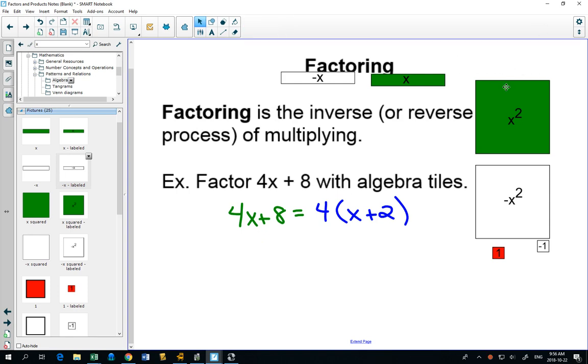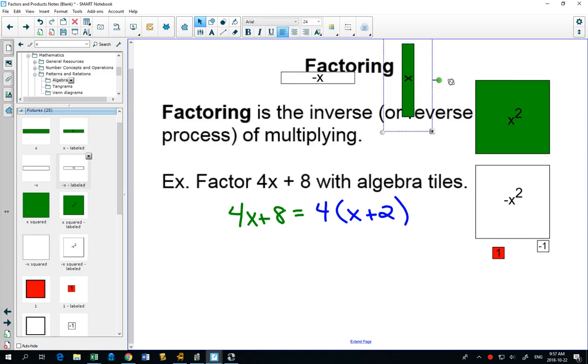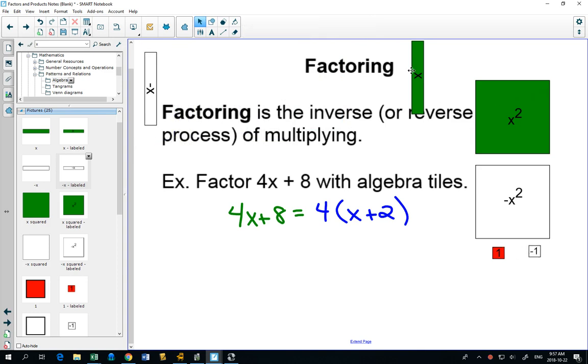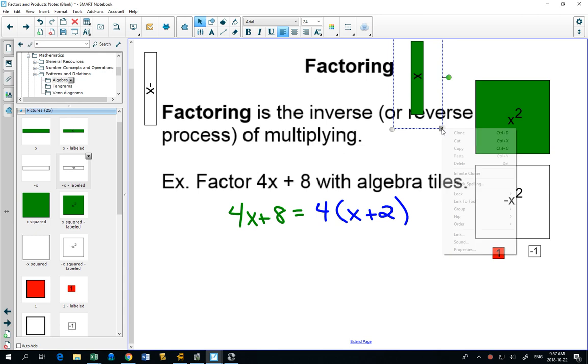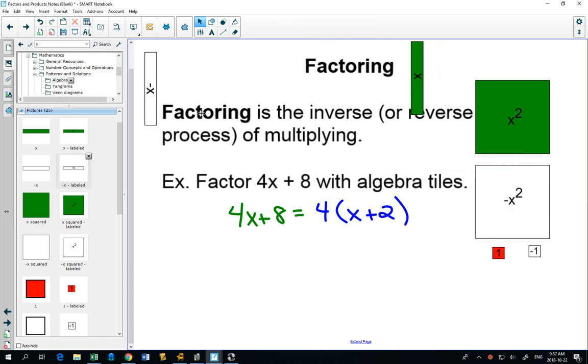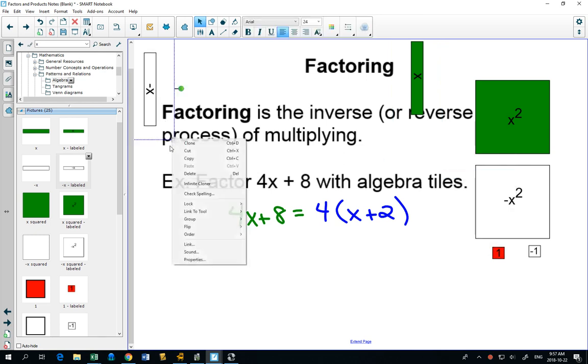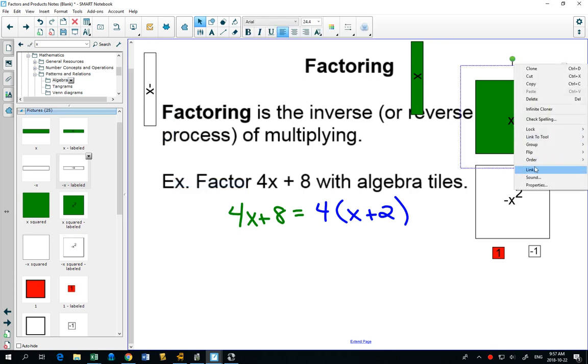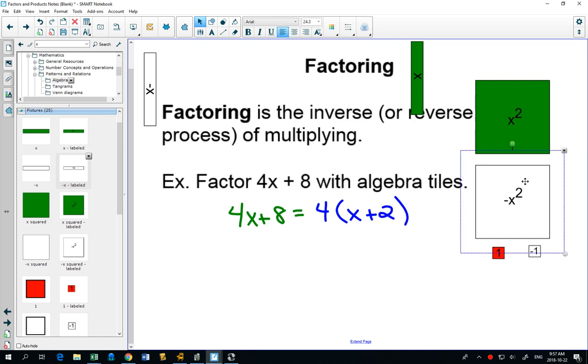I personally like my x tile. Did you draw it this way or did you draw it this way? Yeah, I like it. I don't know. Something about having it this way. Just so much nicer, right? All right, we'll put the negative x over there. We're going to make these nice. So we've got our algebra tiles, and I'm cloning them right now.